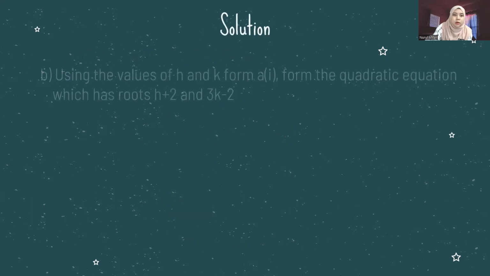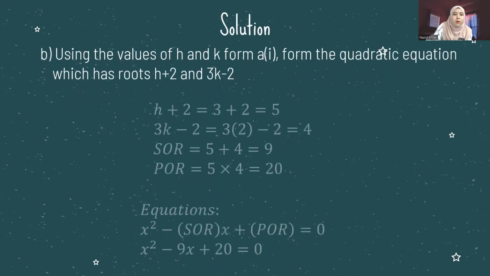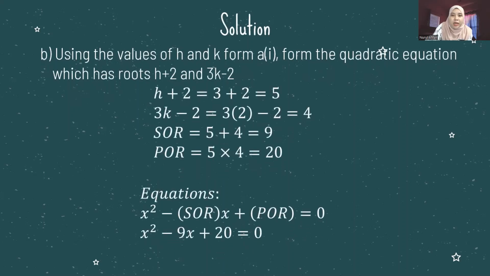Next, B, by using the value of h and k from A1, form the quadratic equation which has roots h plus 2 and 3k minus 2. So how to find? First of all, you need to find the value of this and the value of this. We know h equal to 3 and k equal to 2. So 3 plus 2 equal to 5 and 3k minus 2 equal to 4.